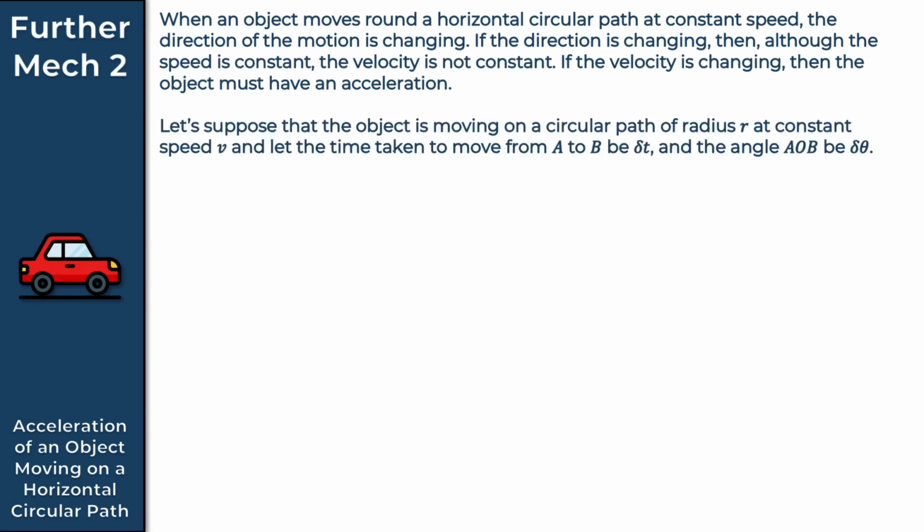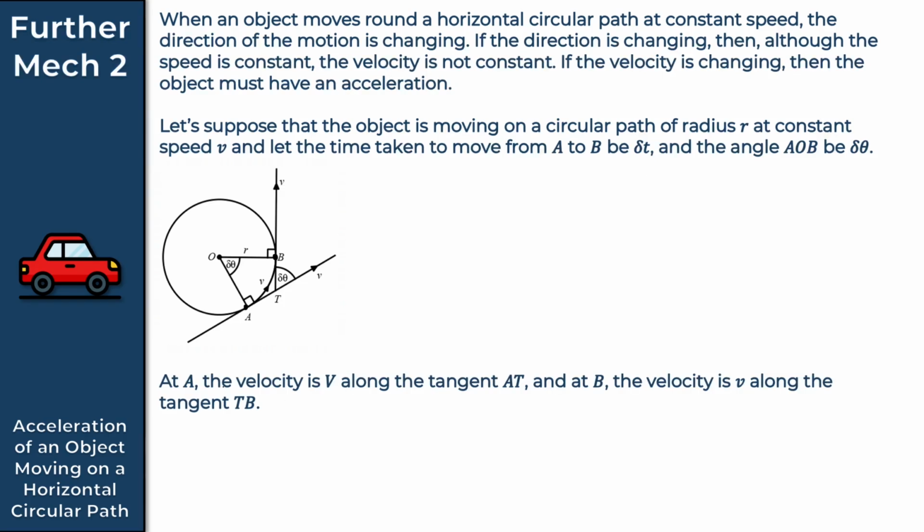Now, let's suppose that the object is moving on a circular path of radius r at constant speed v. We're going to let the time taken to move from A to B be delta t. So this is the point A, and this here is the point B. The time taken to move from A to B is delta t, and the angle AOB is delta theta.